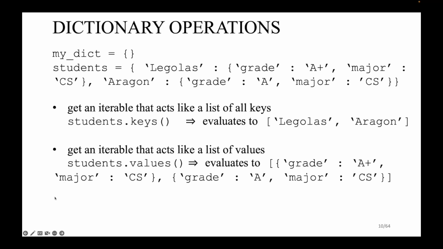So we have another function we call keys here. It means it returns all the keys inside the dictionary. So in our example, we read now all the student names. And similarly, we have a values function. It will return all the values inside the dictionary. Okay.